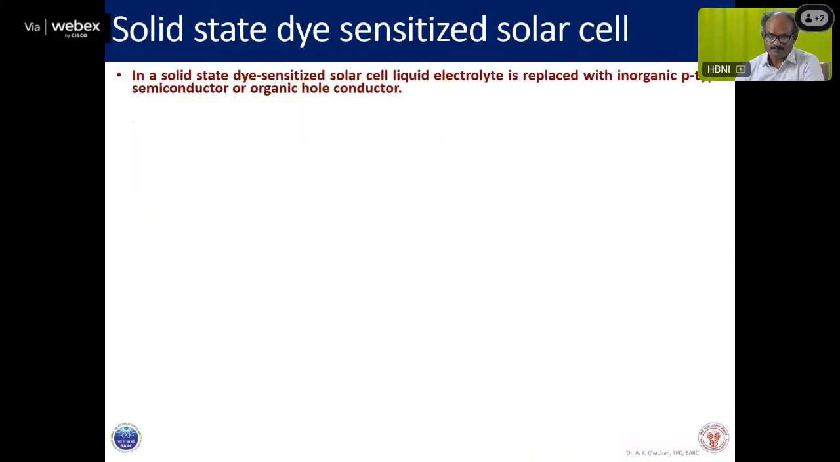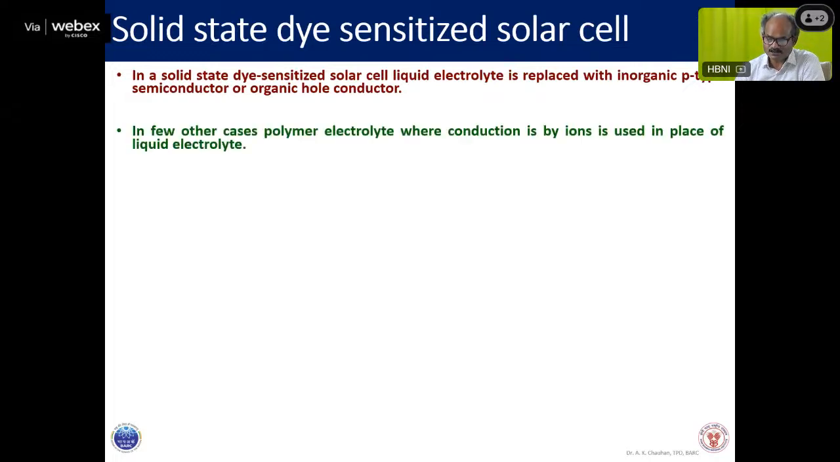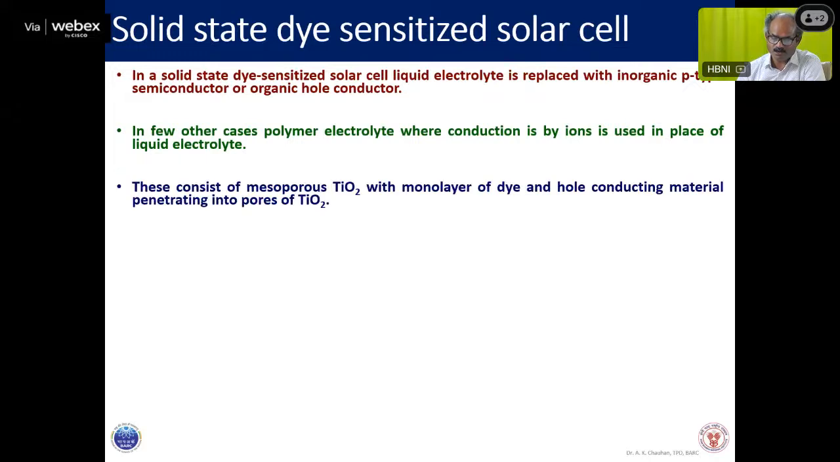Now in the solid state dye sensitized solar cell, the liquid electrolyte is replaced with an inorganic p-type semiconductor or an organic hole conductor. In a few other cases, a polymer electrolyte, where conduction is by ions, is used in place of the liquid electrolyte. These consist of mesoporous TiO2 with monolayers of dye and hole conducting materials penetrating into the pores of TiO2.